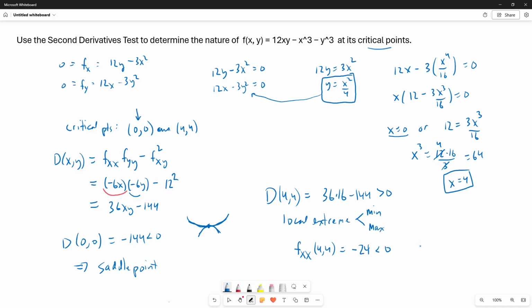So that means that in both directions our function is concave down. And when you have a concave down function in one variable at a critical point, then that means that you have a local max. So we have a local max at (4, 4). So a saddle point at (0, 0), and a local max at (4, 4).